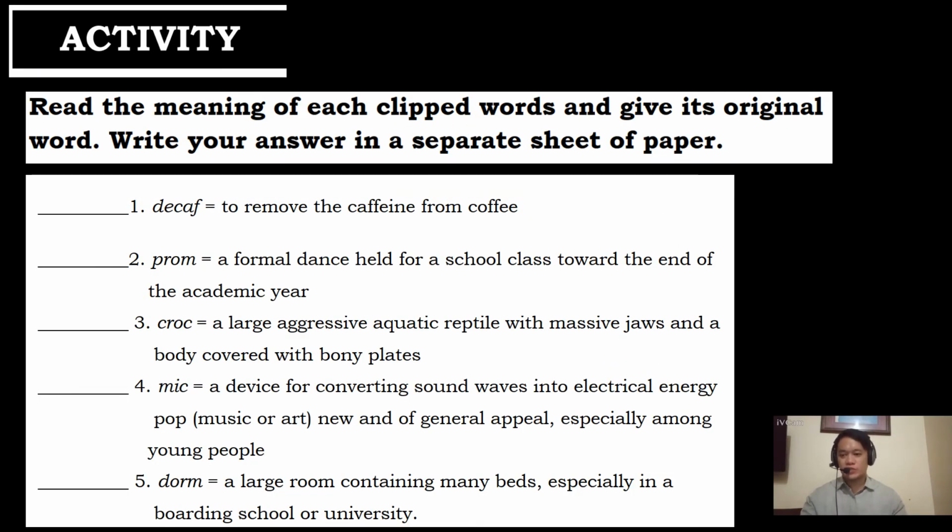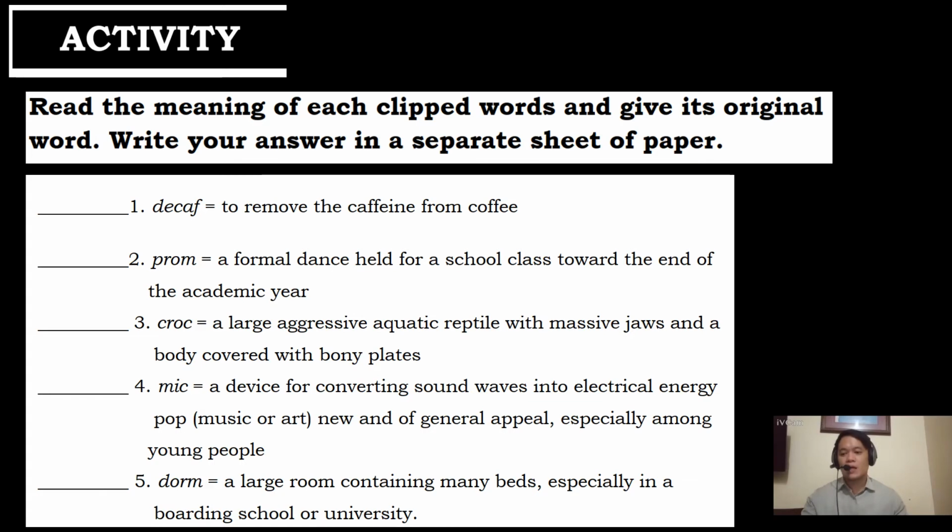Now let's go to the activity. The direction is read the meaning of each clip words and give its original word. Write your answer on a separate sheet of paper. Okay, this time, pwedeng magbukas ng dictionary kasi ganito naman talaga. Gagamit na tayong dictionary, unlike the context clues na nakaraan, hahanapin na natin sa sentence. But this time, we need to have a dictionary. At the same time, kung walang dictionary, pwede tayong mas mabilis magbukas na Google o Internet.